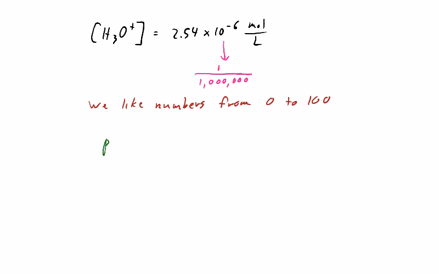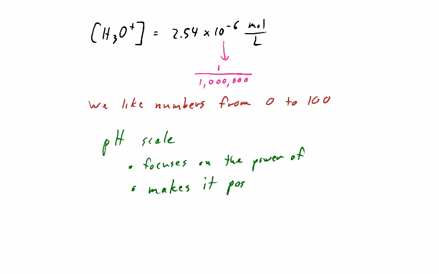In fact, when we look at the pH scale, it does two things. It focuses on the power of 10, and it makes it positive. So for the above example, the power of 10 is negative 6. This will end up falling on the pH scale somewhere around 6. So we'll see how all this works in the upcoming videos.